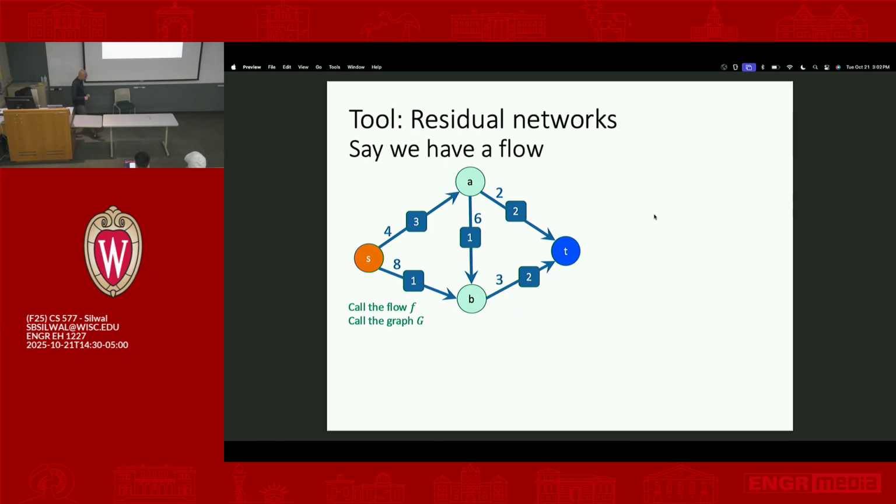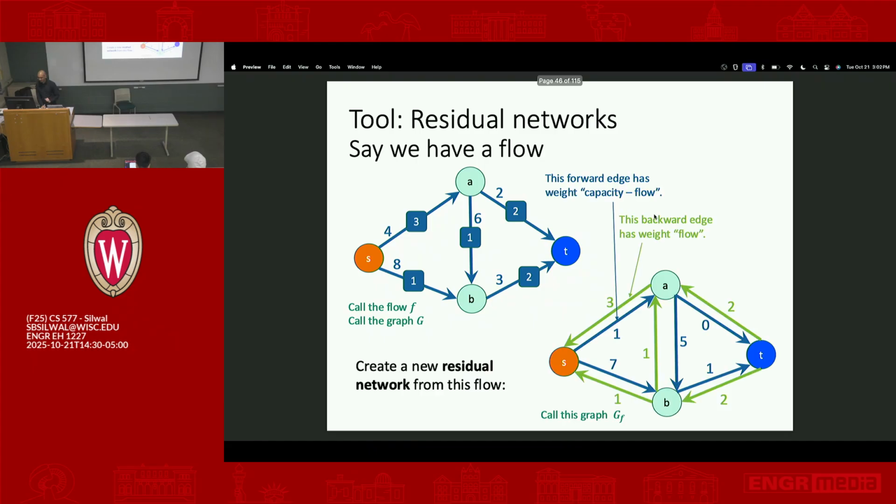So let's say we're in some intermediate stage of the algorithm. I've sent some amount of flow from S to T. And now I'm going to create this residual graph as follows. It's going to look like this. This is a complicated object, so let's move a little bit slowly. Like I said, this graph doesn't really exist. It's just something we create while we're running the algorithm.